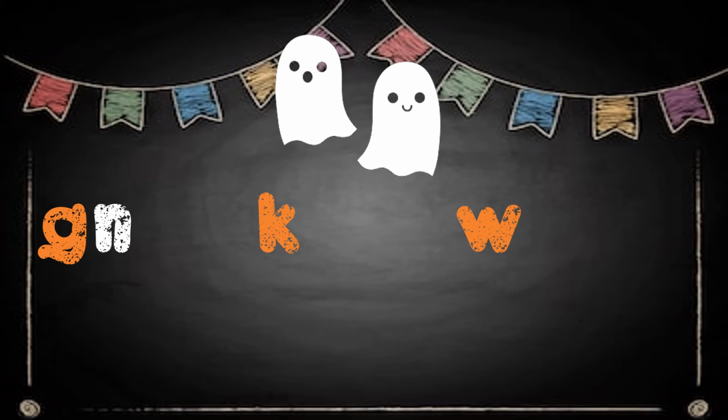Have you noticed that the letter clusters GN, KN, and WR are all digraphs because they each make only one sound? Remember, a digraph is two letters that come together to make one sound. These digraphs are somewhat unusual because they each contain a ghost letter.